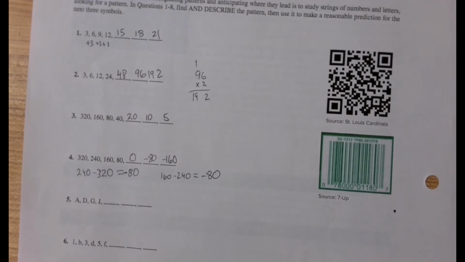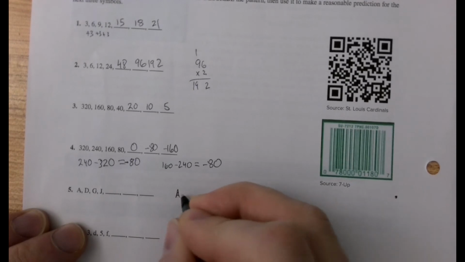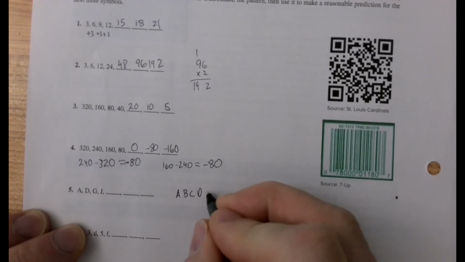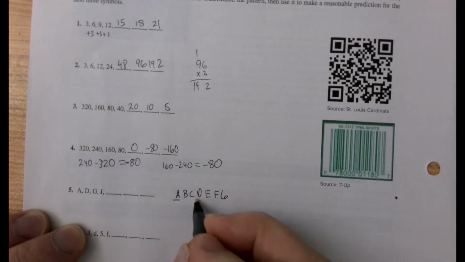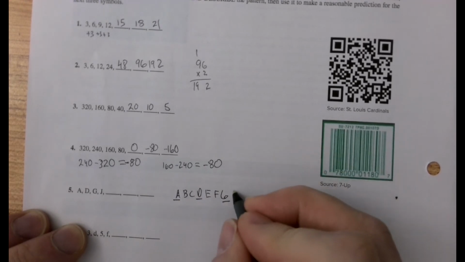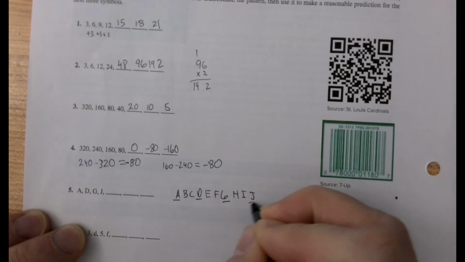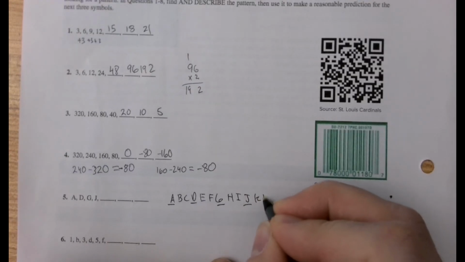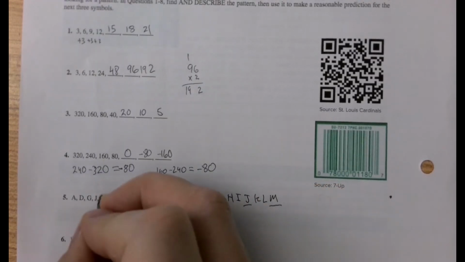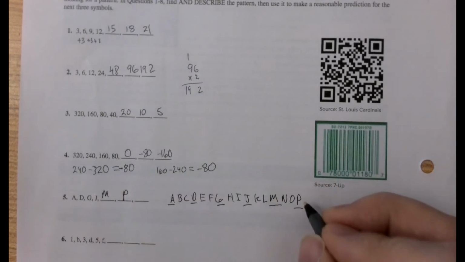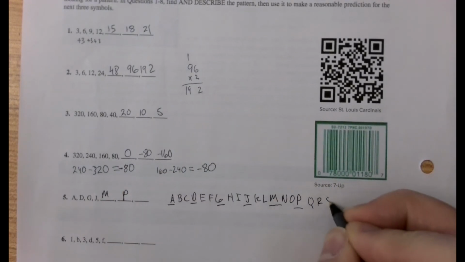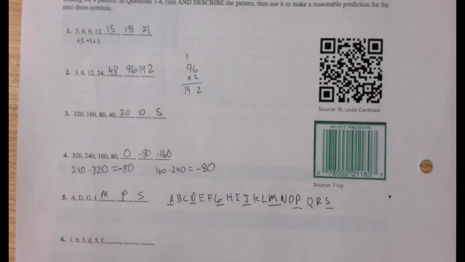I'm not quite as good with the letters, but if you write out the alphabet, A, B, C, D, E, F, G, you can see that we're skipping every 2 letters. H, I, J, K, L, M. Oh, there's the next one. N, O, P. Oh, there's the next one. Q, R, S. It'd be really embarrassing if I messed this up.